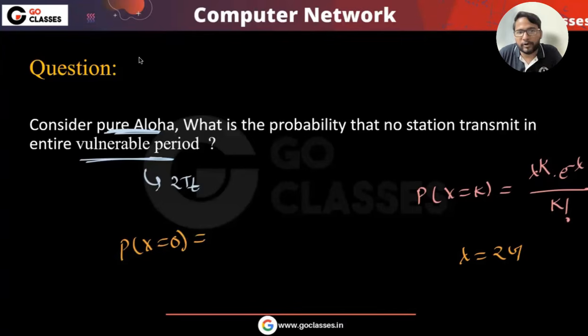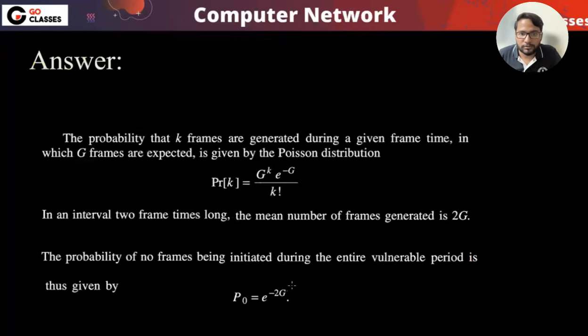In the entire vulnerable time, what is the probability that no one is transmitting in the 2TT time? Then you will say that here the K value is 0, right? So it is e power minus lambda only. So it means e power minus 2G. Is this fine to everyone? Right? So e power minus 2G.